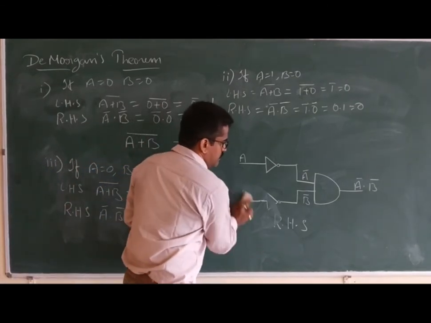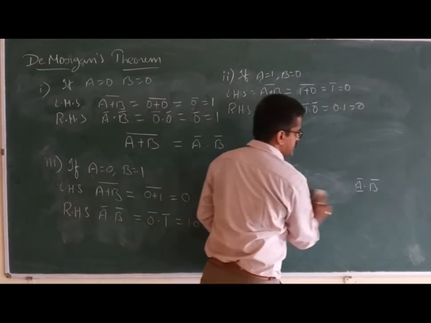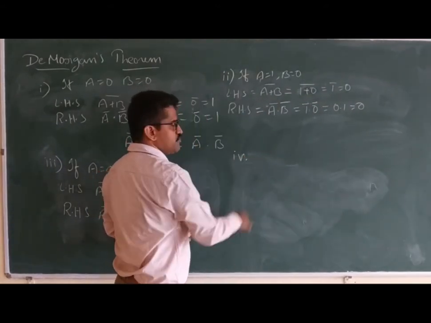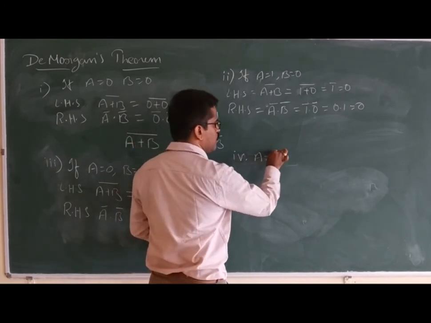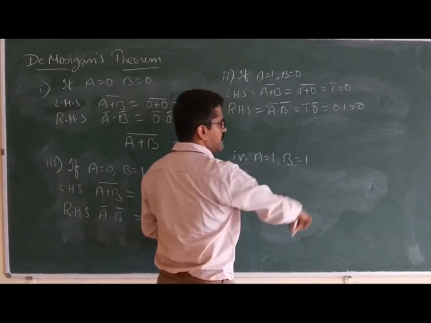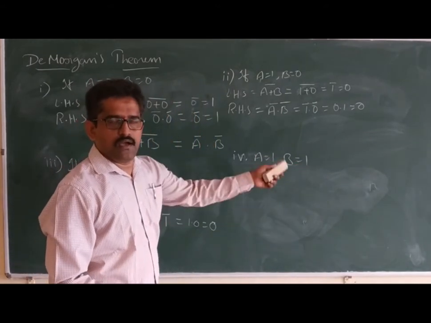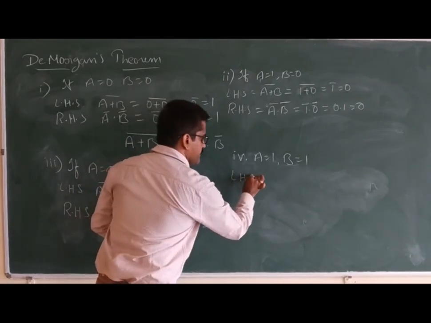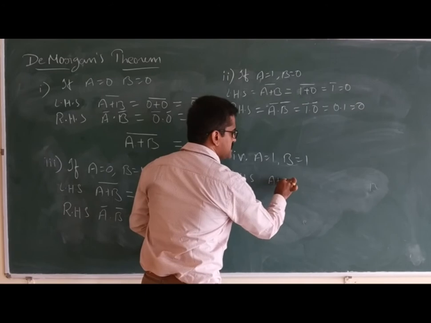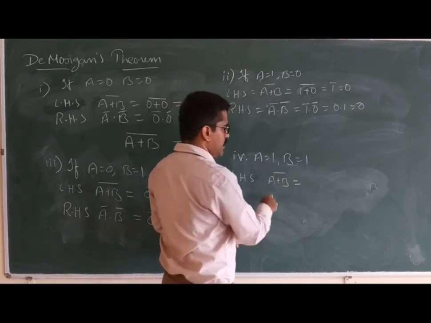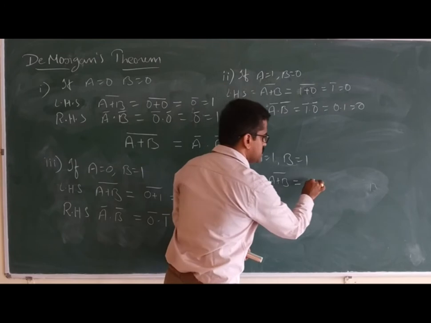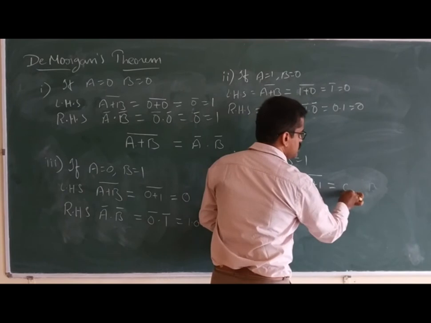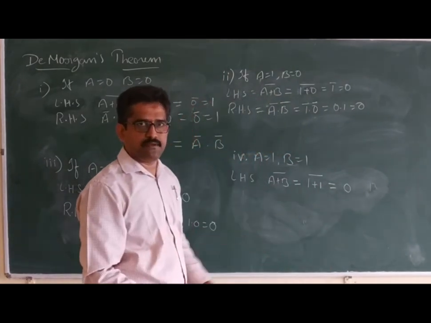Now the final case, the fourth case. Here in case 4 we consider A is equal to 1 and B is equal to 1. Here both A and B are high. Both are taken as 1. Now LHS. Here A plus B whole complement. Here we take A is equal to 1 and B is equal to 1. So 1 plus 1 whole complement is nothing but 0.